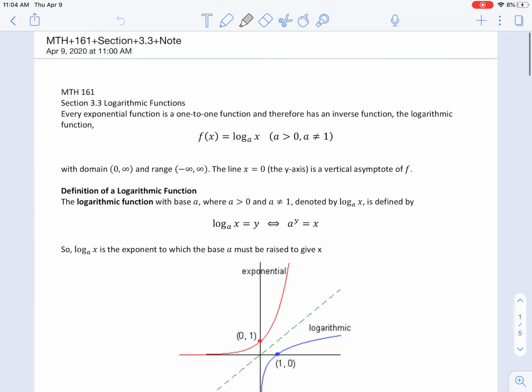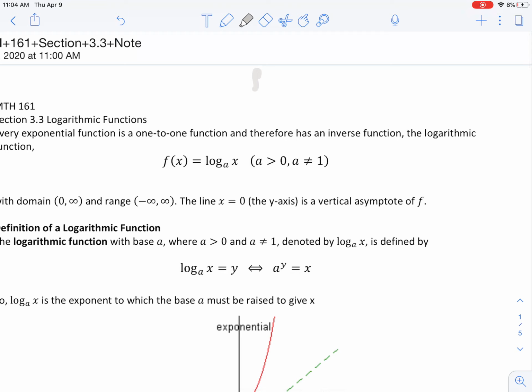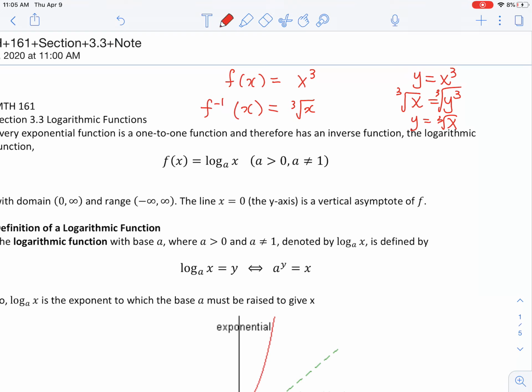So last lesson, you learned about exponential functions. The inverse of an exponential function is called a logarithmic function. Just like how, if you have f of x, I'm going to write a function that you know about, say x to the third power. The inverse of this, we can write it real quick. We switch to x and y, and then to solve for y, you take the cube root of both sides. So y is the cube root of x. So the inverse function for x to the third power, a cubic function, will be a cube root function, right? And if I use the inverse notation, I can say f inverse of x is the cube root of x.